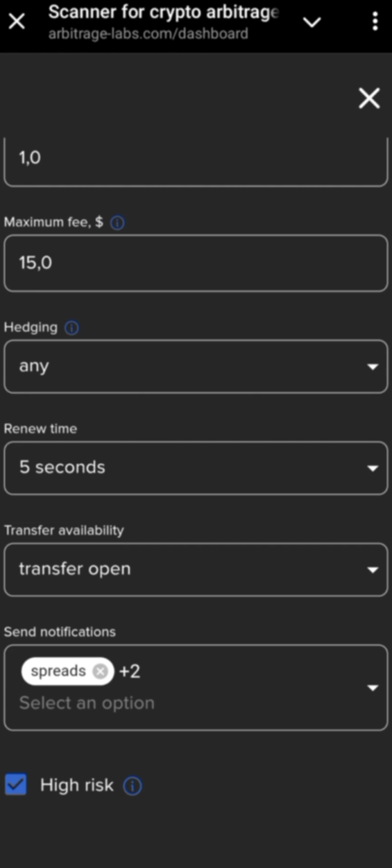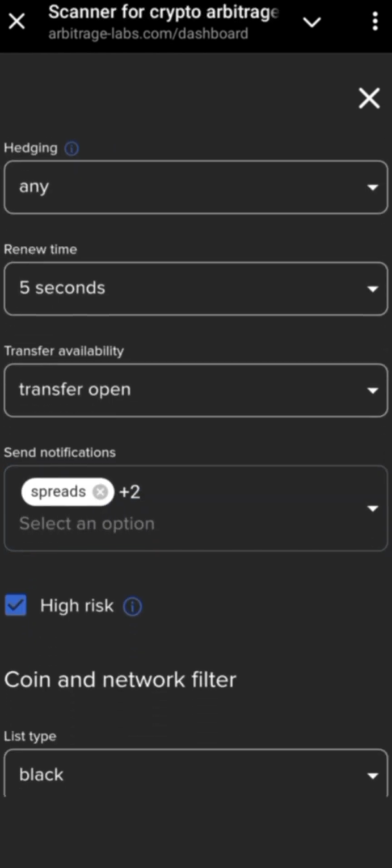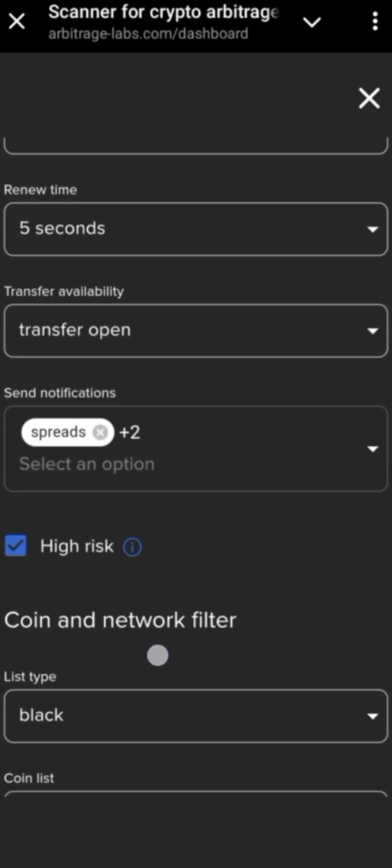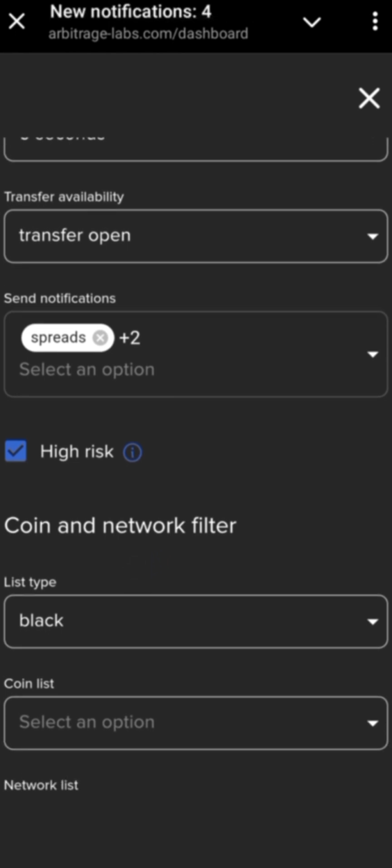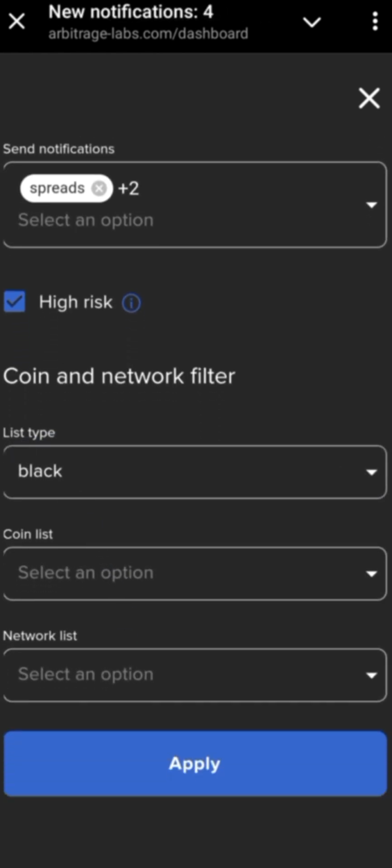Refresh rate, currently 5 seconds, set as low as possible. Withdrawal availability shows only coins currently available for transfers. Notification preferences, enable all alerts as needed. The blacklist feature lets you exclude specific coins or networks.